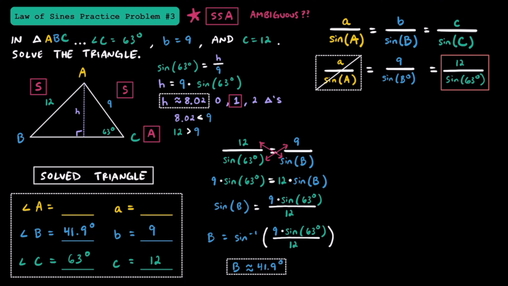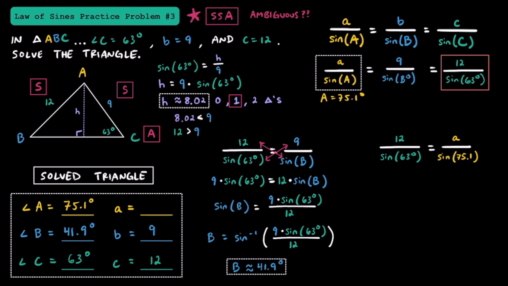And now that we have two of the angles, we can add them together to get 104.9 degrees. And subtracting that from 180 degrees, we know that angle A has to be 75.1 degrees. Now that we have 5 out of the 6 pieces of information, let's find the last part, which is side A. Now that we found out that angle A is equal to 75.1 degrees, we can substitute that in to solve for side A. Let's write a new proportion.